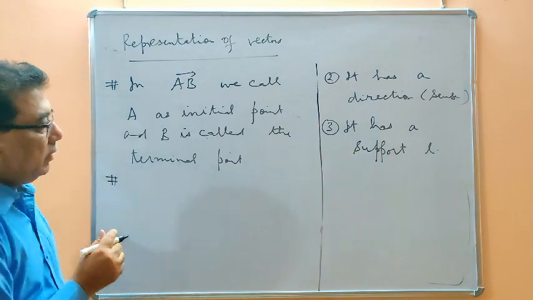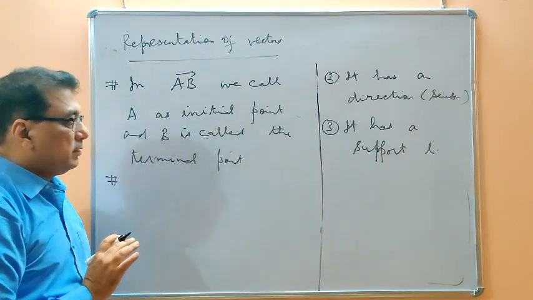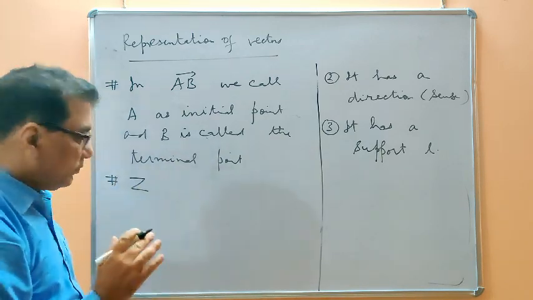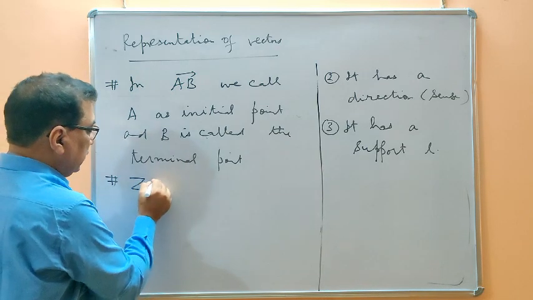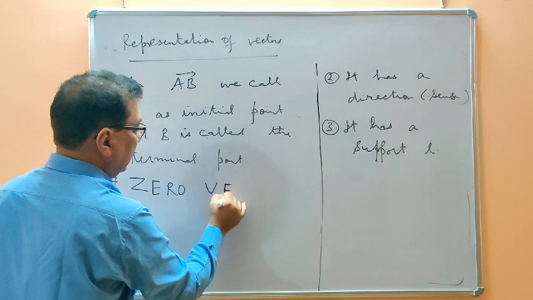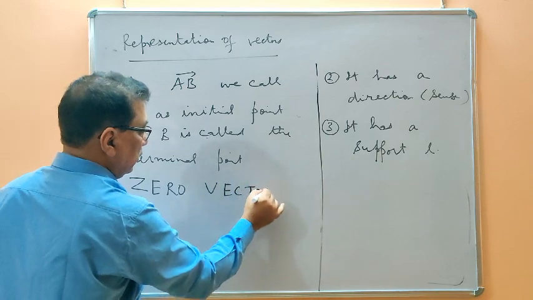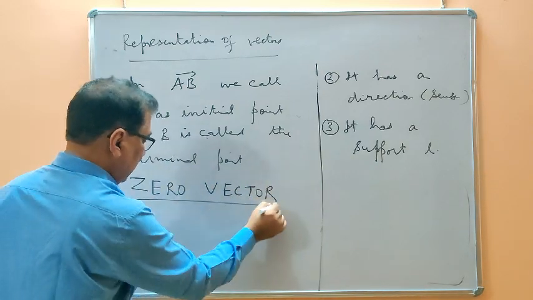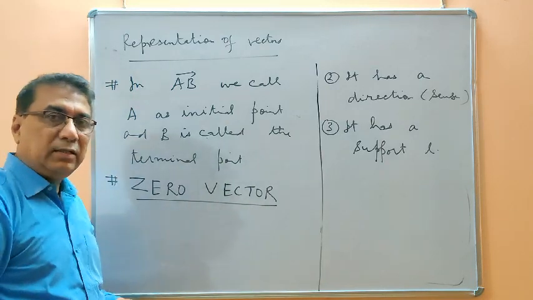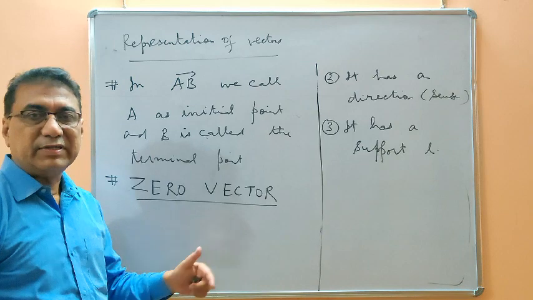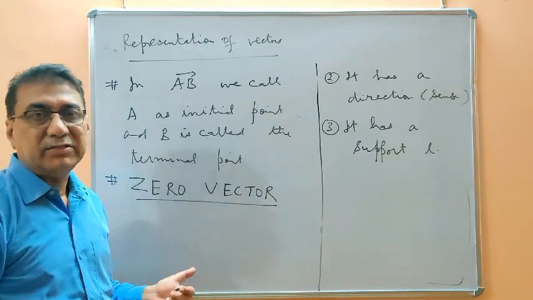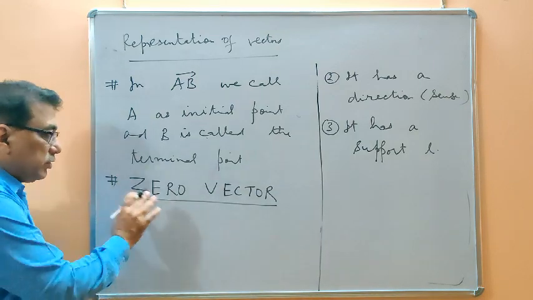Okay. Now, immediately after this, one of the types of vector comes here, which is called zero vector. What is the meaning of zero vector? Whenever we discuss any type of vector, we will discuss it in terms of its three characteristics, that is magnitude, direction, and support.